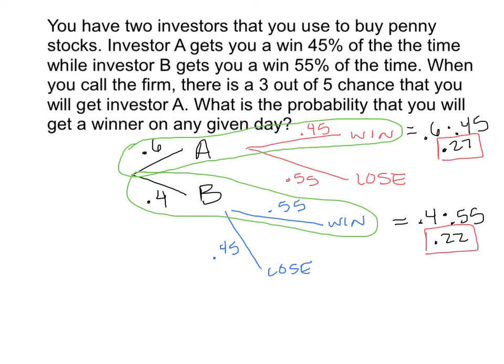Now, if you want to know just the probability that you're going to get a winner, you don't really care which investor that you work with. You have a 27% chance if you work with Investor A. You have a 22% chance if you work with Investor B. But either of these two things could happen. So we started with dependent parts. Now we have two independent probabilities, and we can add those two independent probabilities to figure out your probability on that given day. So 0.27 plus 0.22, 27% plus 22%, is going to get us 0.49. So you have a 49% chance of getting a winner on any given day.